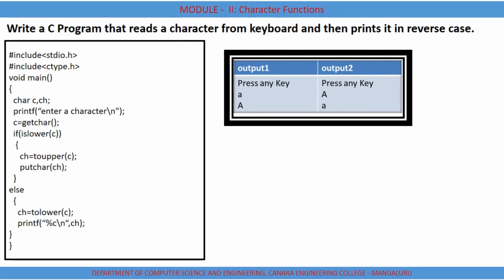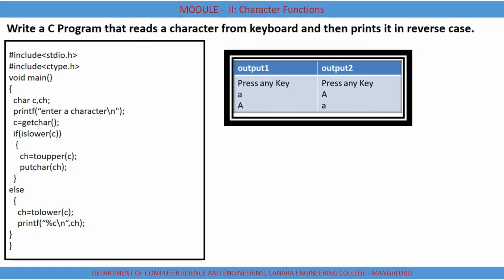So now if islower(c) returns false, if the user has input uppercase, then islower(c) will return false. If it is false, then control will not go inside the if part, it will go to the else part. Now because the user has input uppercase, I again need not check whether it is uppercase as such. So directly I'll convert that into lowercase by making use of tolower(c).